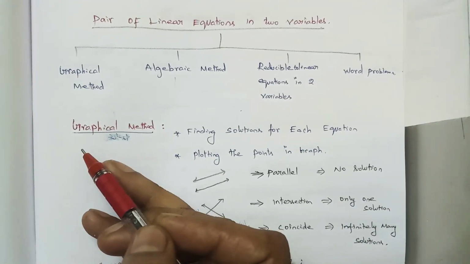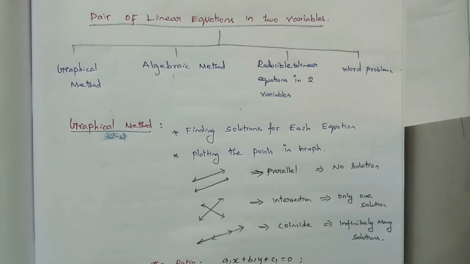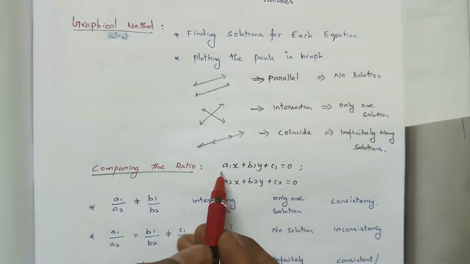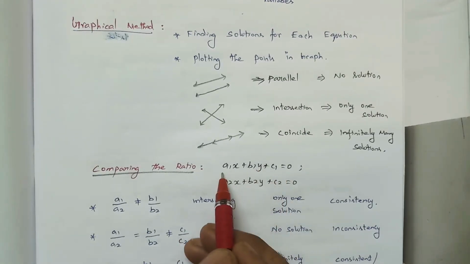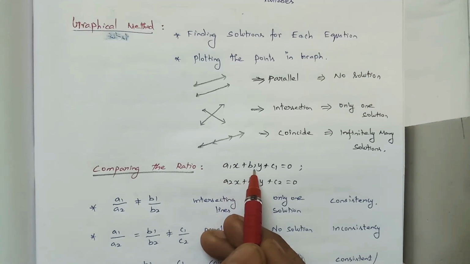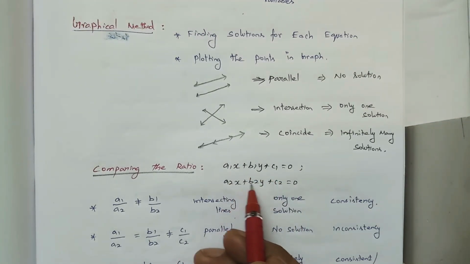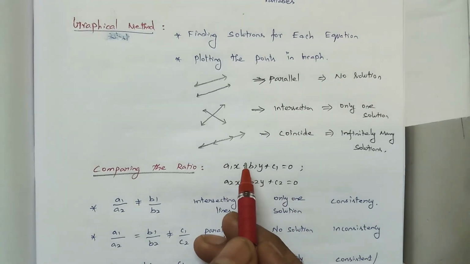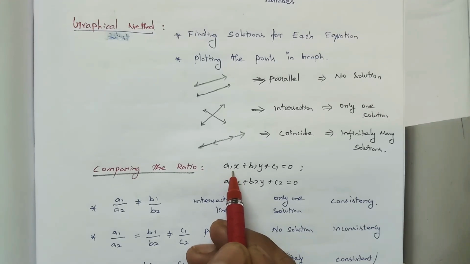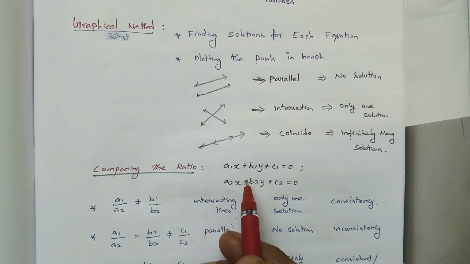So the general form of a pair of linear equations in two variables is a1x + b1y + c1 = 0, where a1x is the x term, b1y is the y term and c1 is the constant. That is the first equation. The second equation is a2x + b2y + c2 = 0. Linear equations in two variables, that is the x variable and y variable.